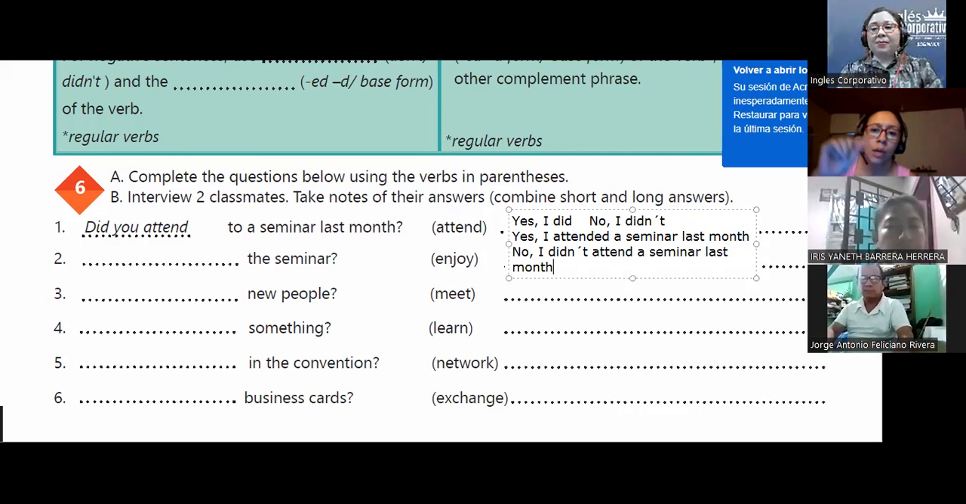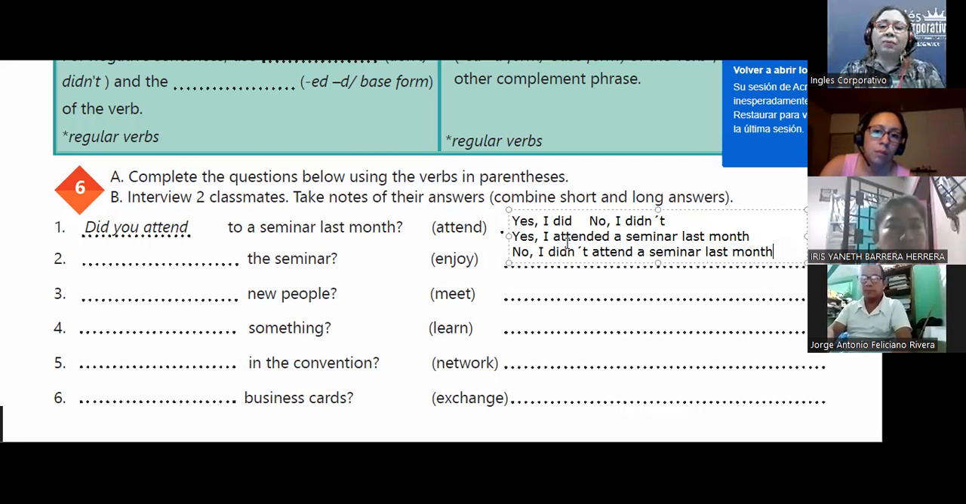Here, no, in the past, we don't use ed for didn't. Correct. Porque ya tenemos el auxiliar, and with the auxiliary verb, we don't need to change the base form into the past verb form. So you just have to use the base form, okay? ¿Estamos correctos todos? Yes. Ok, entonces podríamos responder en una respuesta corta o podemos responder en una respuesta larga.